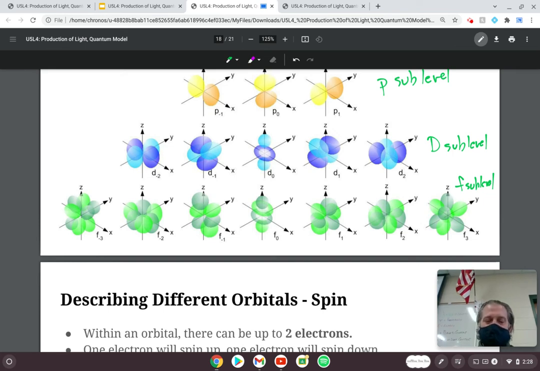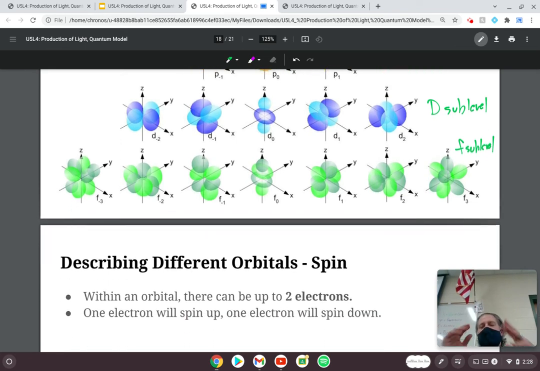And then every orbital in a sublevel can hold 2 electrons, 1, 2. But if we're talking about it in terms of their bedroom, if I have 2 electrons that are both what charge? What is the charge of an electron? Negative, right? If I take 2 electrons that are negative and I put them in the same space, they're going to do what? Repel, right?